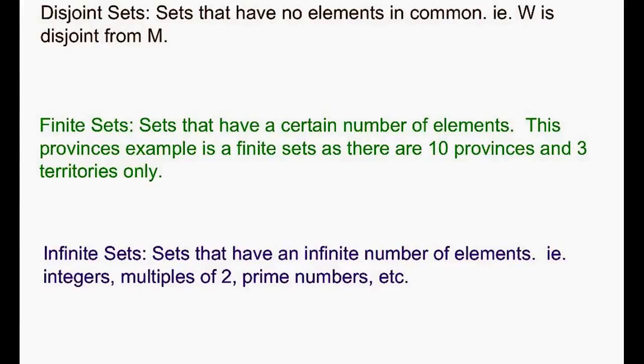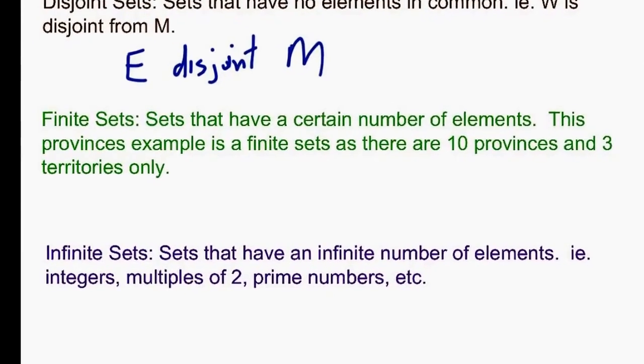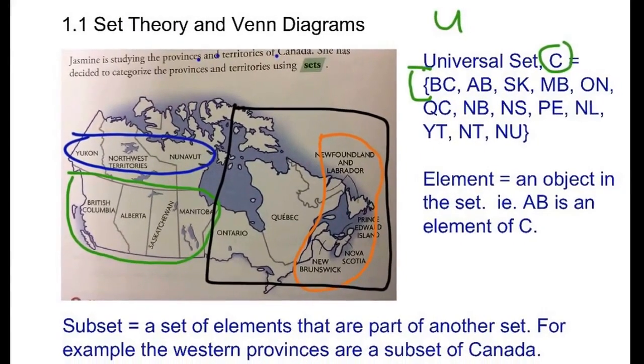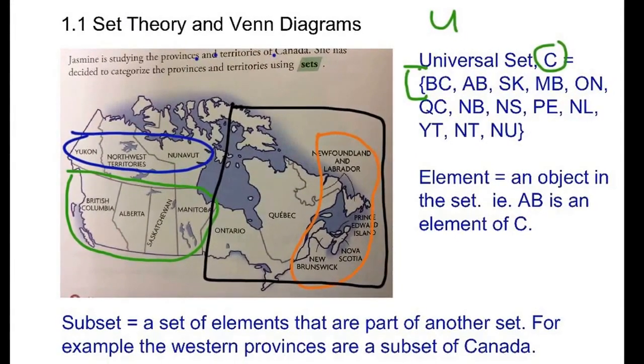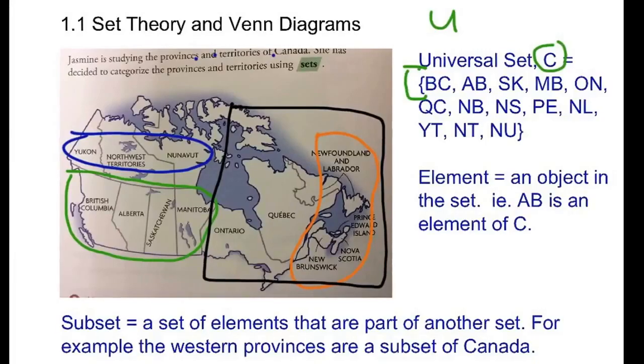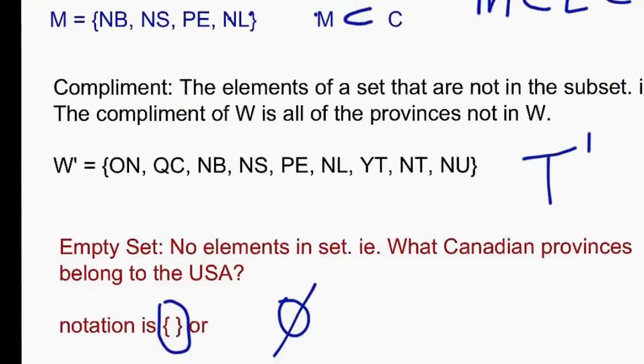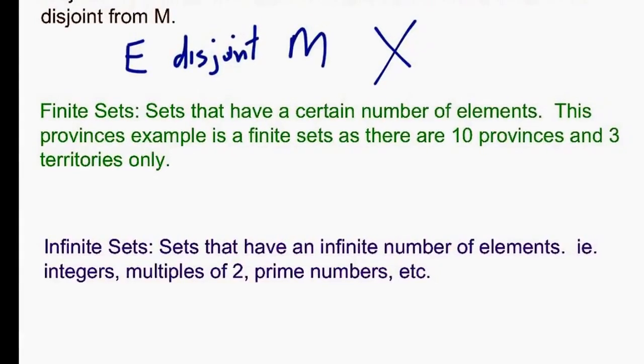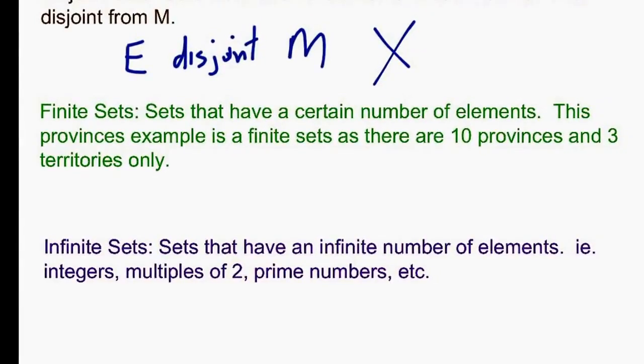And let's just do one more quick example. Would the eastern provinces be disjoint from M? What do you think? East disjoint from M? And that one is no, because if we go back to our map again, you'd see that our maritime provinces, the orange ones, are part of the eastern ones, so we'd say no, those aren't disjoint because there are some that belong to both. The maritime provinces belong to both, so we'd say no to that one. So that's false.